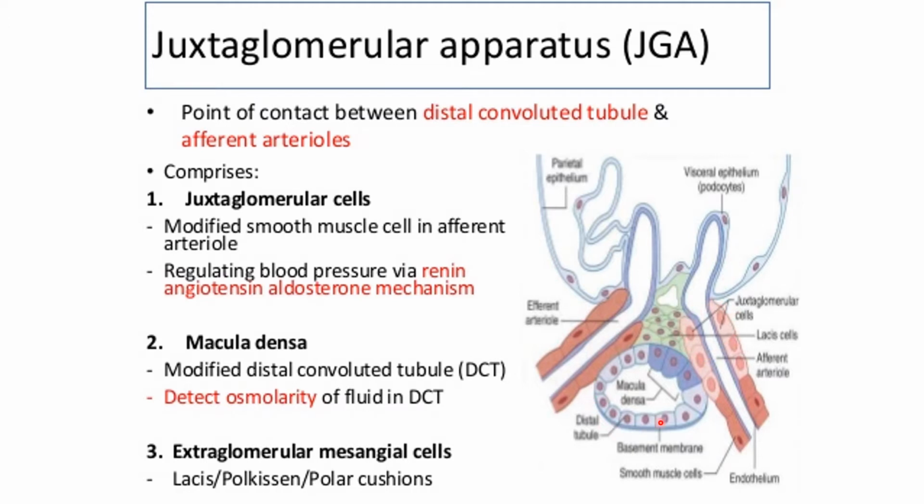And this is the distal convoluted tubule, with specialized cells at the junction of the efferent arteriole and the distal convoluted tubule. These cells are known as macula densa. The macula densa detects the osmolarity in the distal convoluted tubules. So I will repeat: this whole apparatus is known as the juxtaglomerular apparatus.